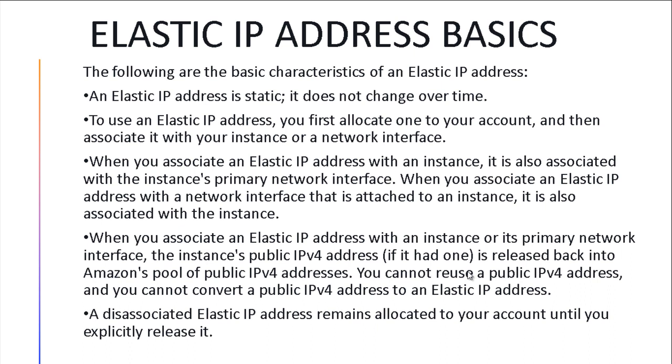When you associate an Elastic IP address with an instance or its primary network interface, the instance's public IP address, if it had one, is released back into Amazon's pool of public IPv4 addresses. You cannot reuse a public IPv4 address, and you cannot convert a public IPv4 address to an Elastic IP address. A disassociated Elastic IP address remains allocated to your account until you release it.